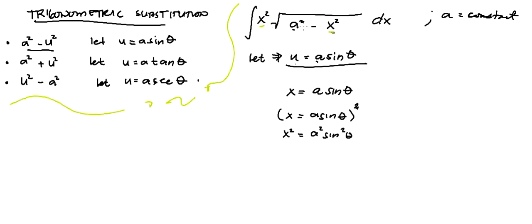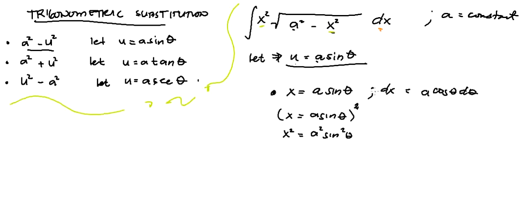Then what else do we need? We need dx, so we need to differentiate this. The derivative of x is dx, and the derivative of this is a, then the derivative of sine, which is cosine theta d theta. So what else do we need?